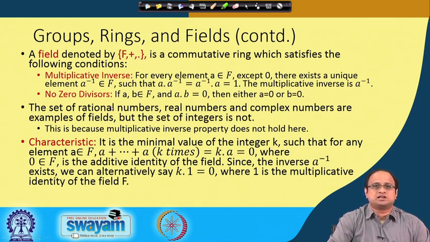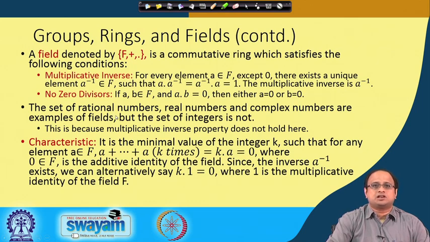So, essentially it says that all non-zero elements have multiplicative inverses, and it also has no zero divisors. This means that if I have elements A and B which belong to F, and A dot B equals 0, then either A is equal to 0 or B is equal to 0. Two non-zero elements in the field should not multiply to get 0. This is an important condition for it to be a field.